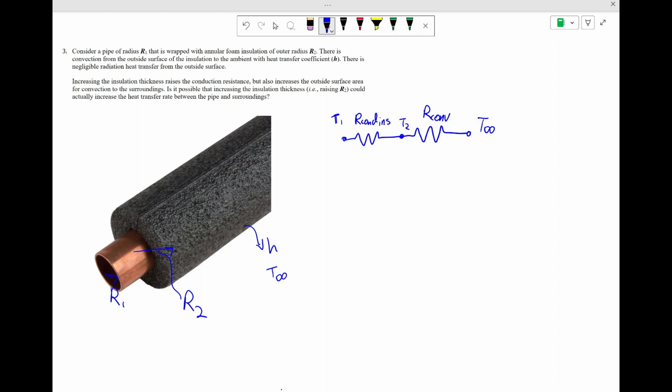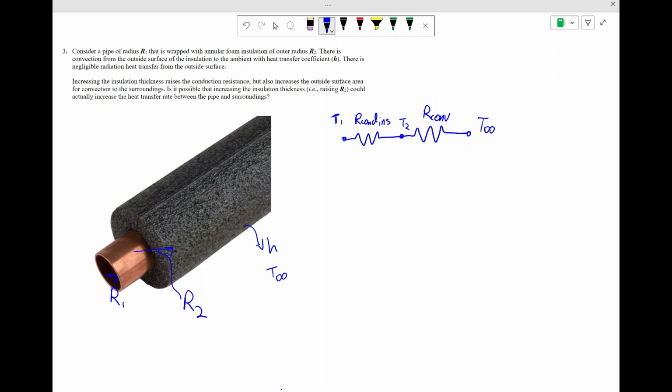However, if we increase the size of this insulation or the thickness, the outer surface area also increases, which provides more area for convection heat transfer on the outside. So the question is, is it possible that increasing the thickness of the insulation could actually reduce the convection resistance so much that the overall heat transfer rate increases rather than decreases with more insulation?